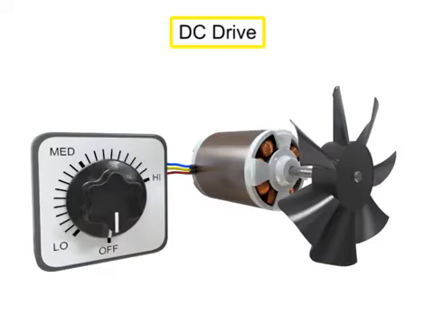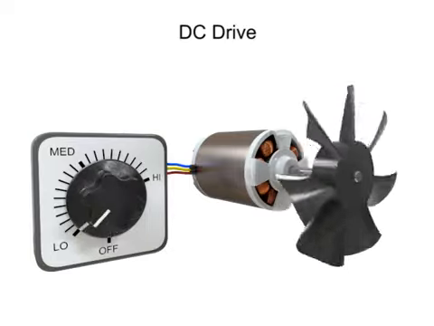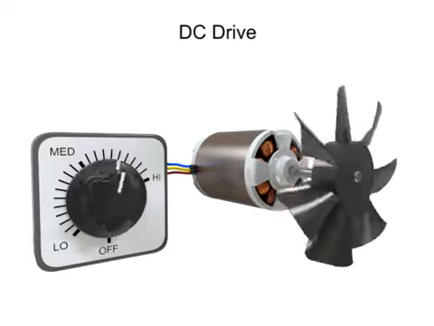A DC drive is the functional circuitry that can be employed to precisely control a DC motor. The drive operation allows the application of varying DC input levels so that the motor runs efficiently at different speeds.